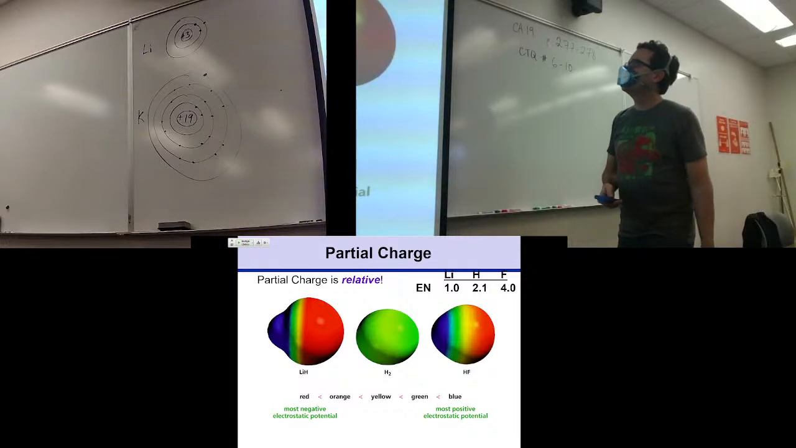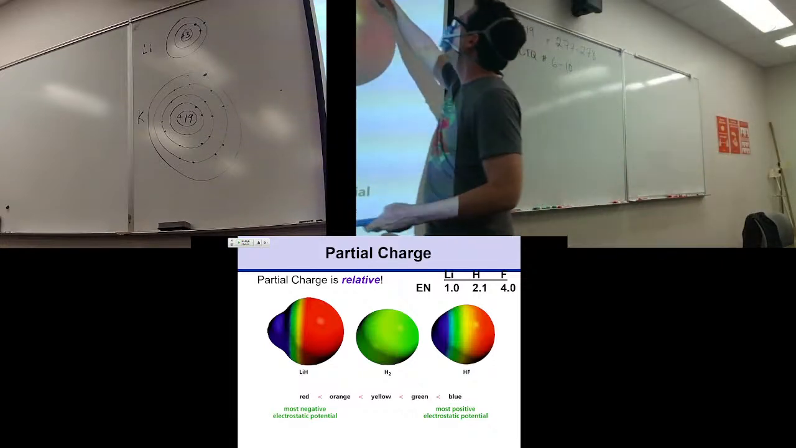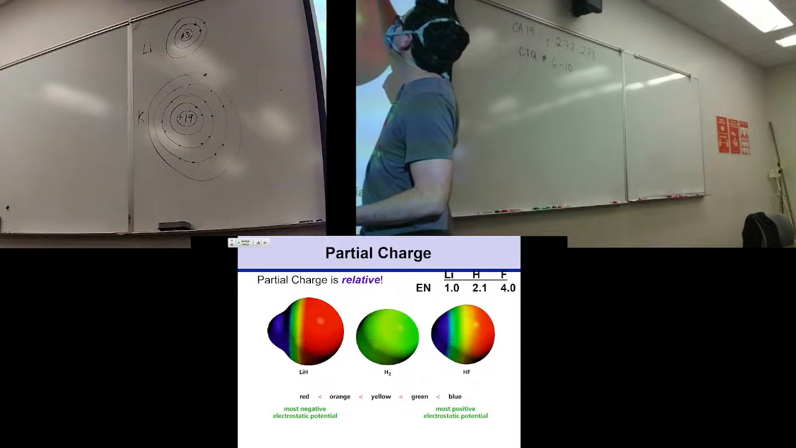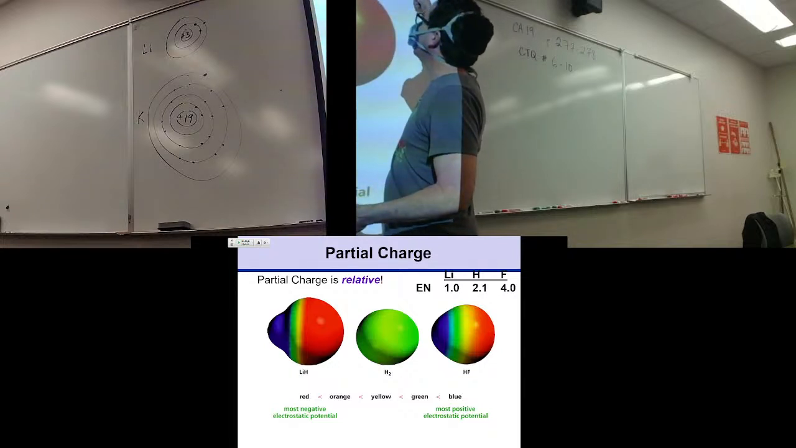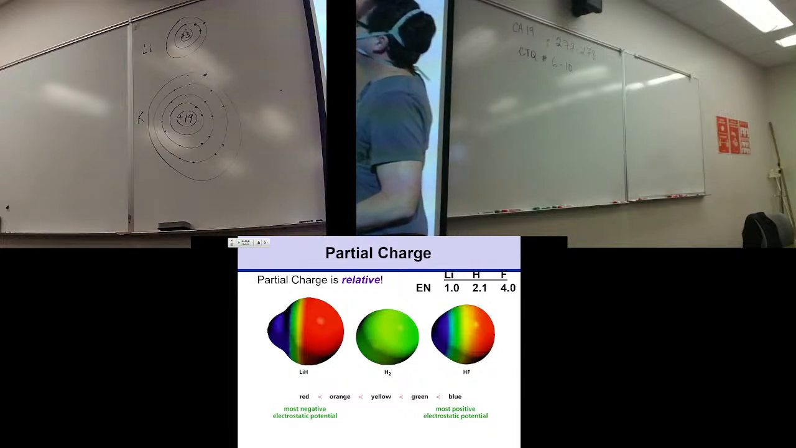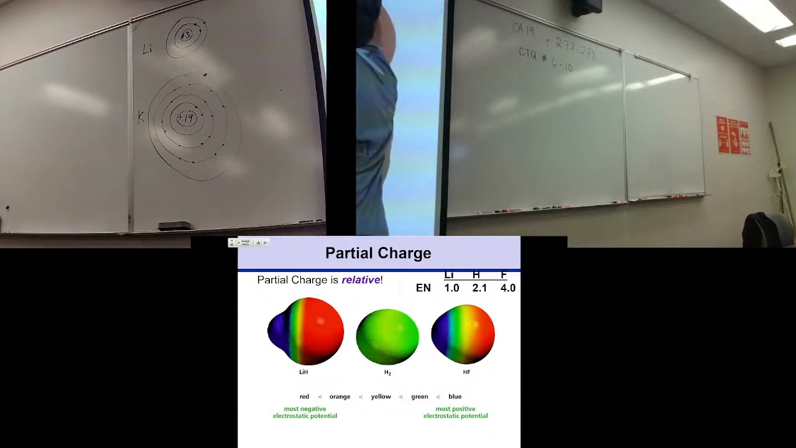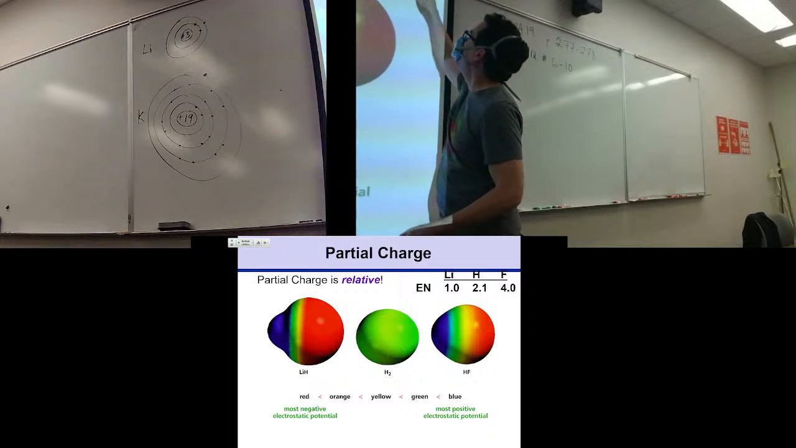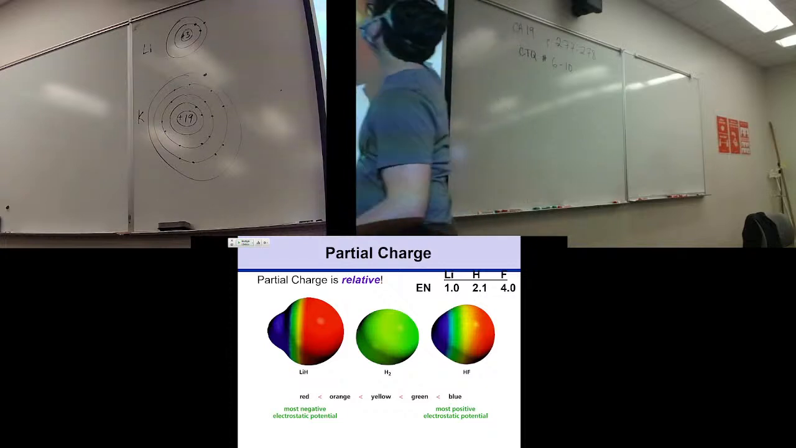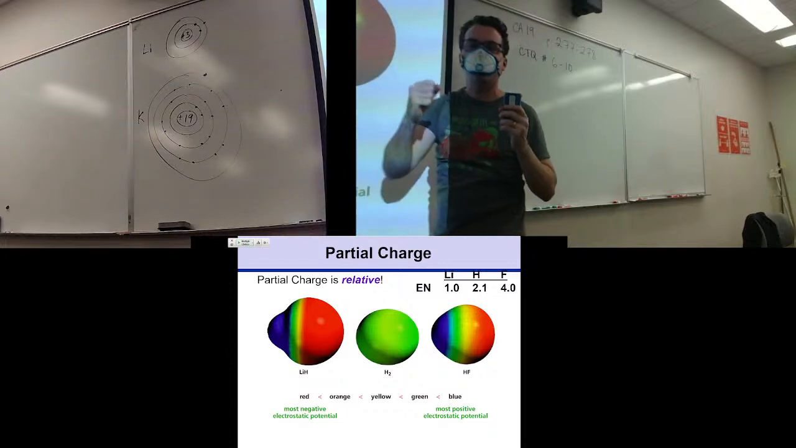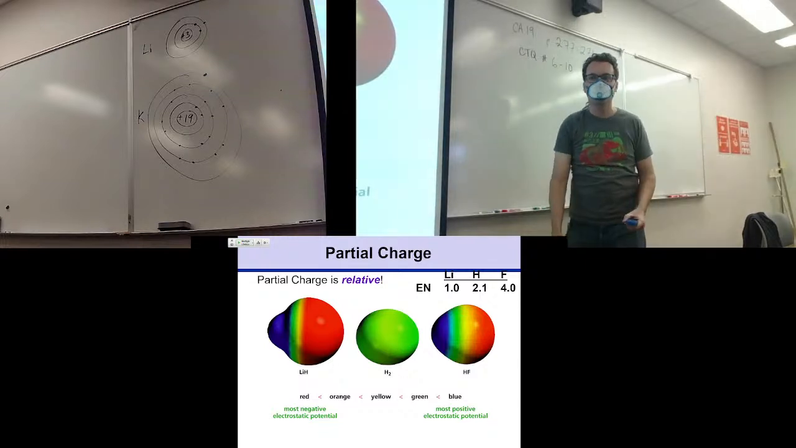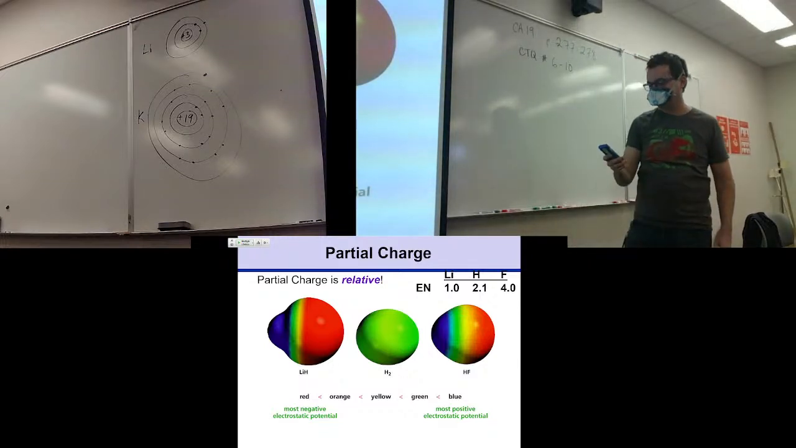So there we go. Here are the actual values for electronegativity. Lithium is 1, hydrogen is 2.1, fluorine is 4. So again, compare them. For the first one, the electrons will hang around the hydrogen since it's more electronegative. In this one, the electrons will hang around the fluorine since it's more electronegative. And for this one, since it's the same electronegativity for both atoms, it's equal. Tug of war. Nobody's going anywhere.